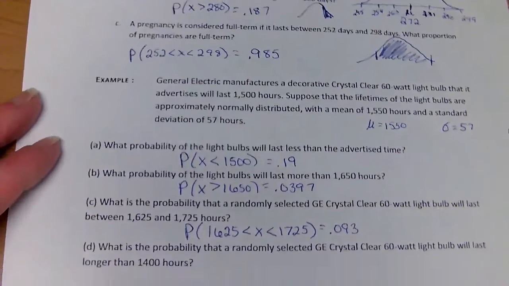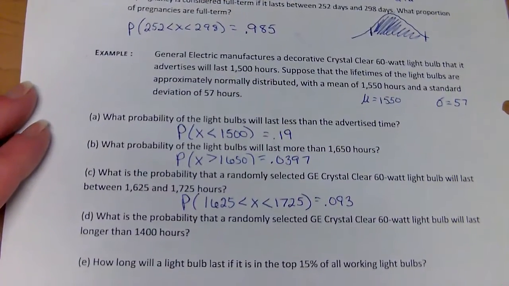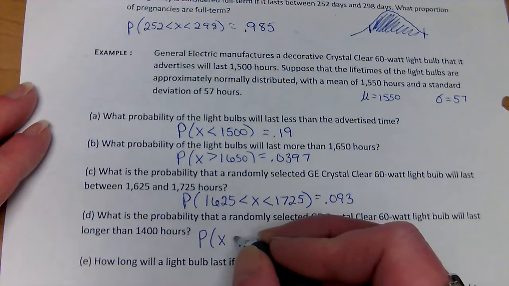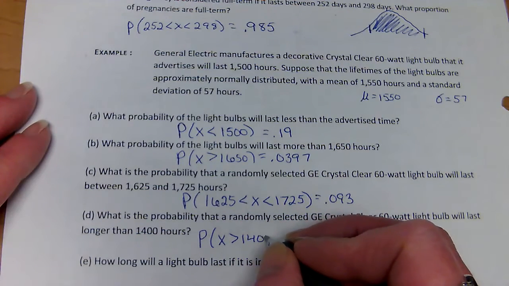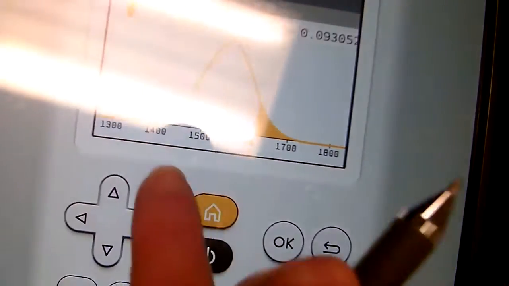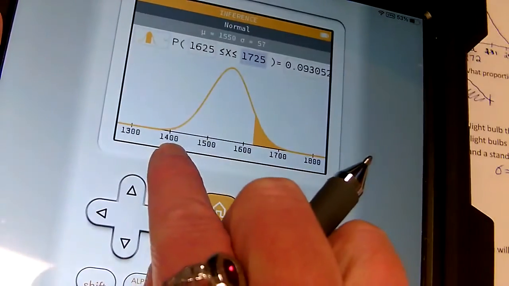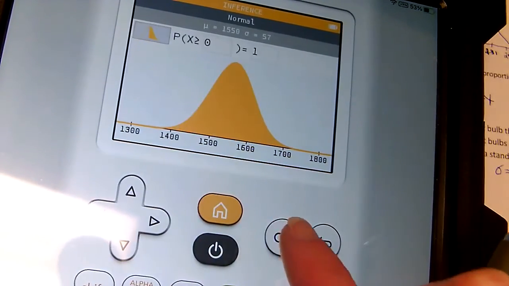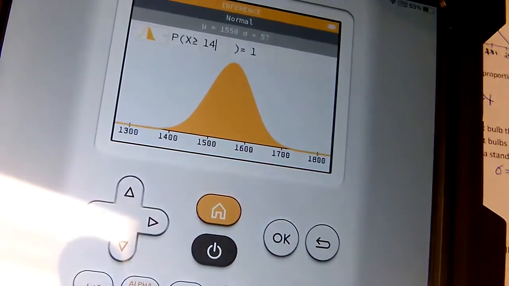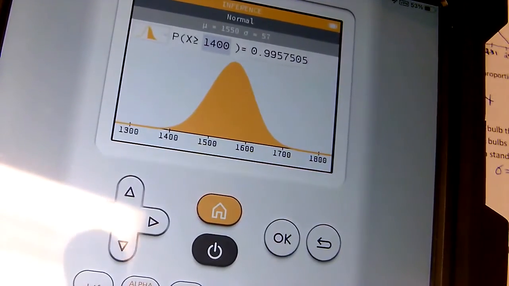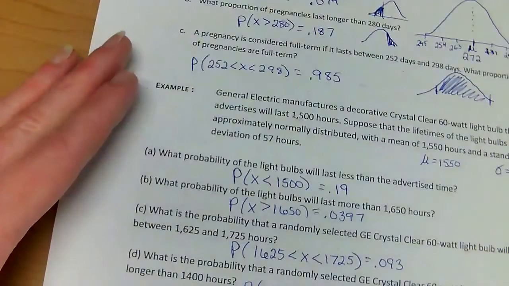What is the probability that a randomly selected light bulb will last longer than 1,400 hours? Now, what do you think about that one? Is that going to be a big probability or a small one? So think about where that would lie. So 1,400 is right here. And if we're greater than that, that should be a pretty high probability, because 1,400 is less than the mean. And it is 0.996. That's awesome.